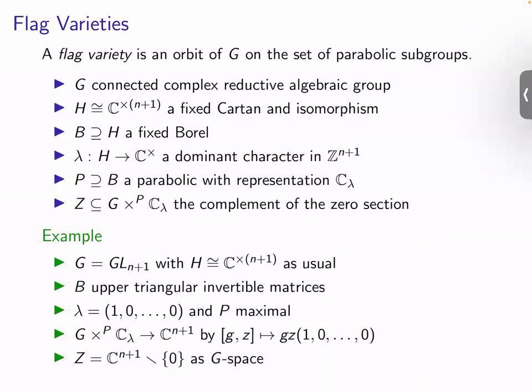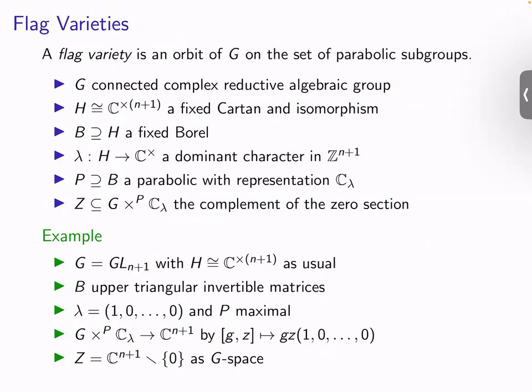Fix a Borel containing the Cartan and a dominant character of the Cartan. With this isomorphism, you can think about it as a tuple of integers, just keeping track of the exponent in each factor. Extend this character to the Borel by making it trivial on the unipotent radical, and then choose a parabolic containing the Borel small enough such that lambda extends to it. So C_lambda is a one-dimensional representation of this parabolic subgroup. There's a corresponding equivariant line bundle on G/P, the flag variety. And Z is going to be the complement of the zero section of this line bundle.